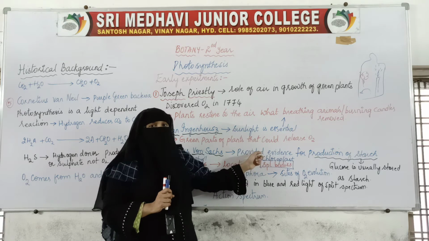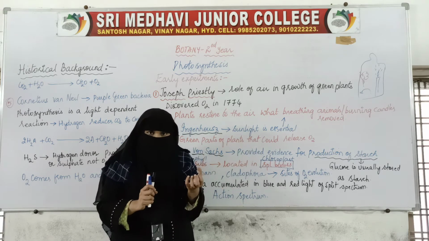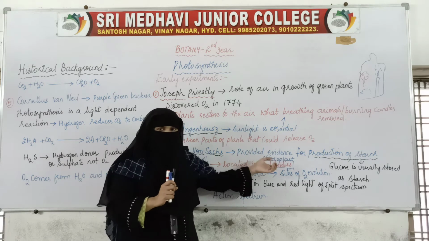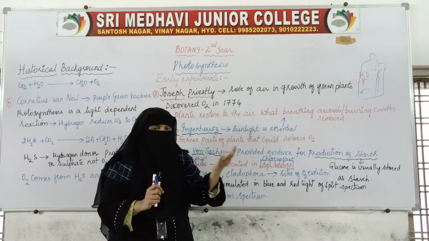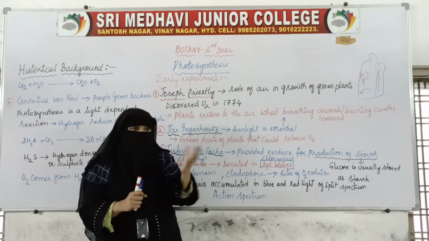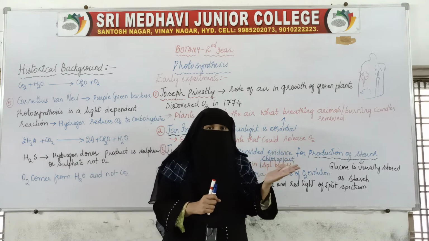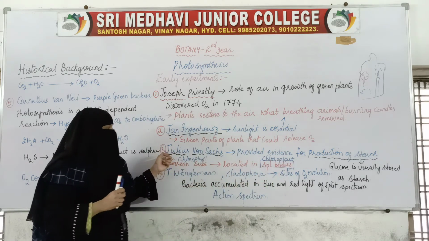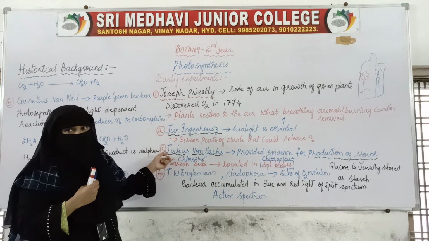He provided that evidence that there is something green which is present in some special structure, and that green and that special structure is responsible for the production of starch, and starch will be stored in the green leaves. This was said by the scientist Julius von Sachs.